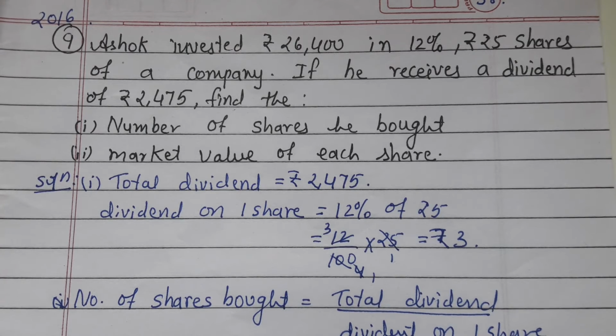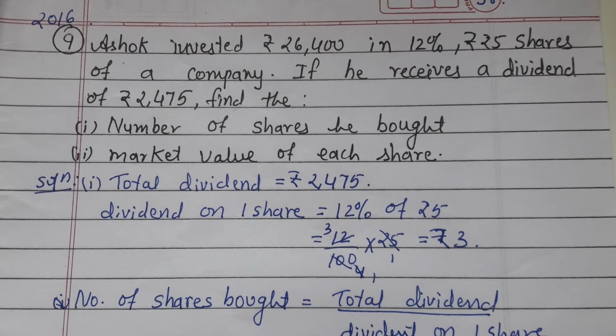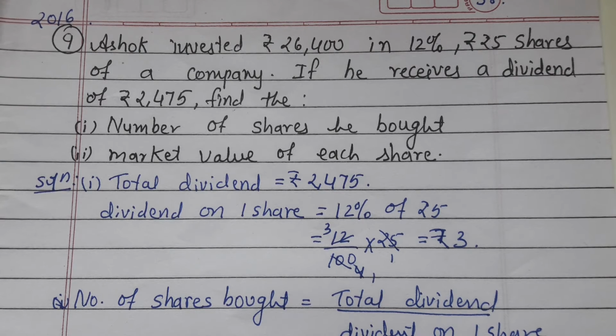Sum number 9. Ashok invested rupees 26,400 in 12% rupees 25 shares of a company. If he receives a dividend of rupees 2,475, find first, the number of shares he bought. Second, the market value of each share.